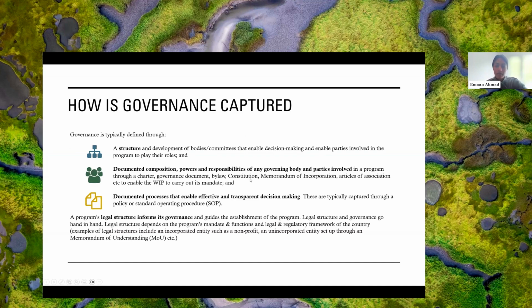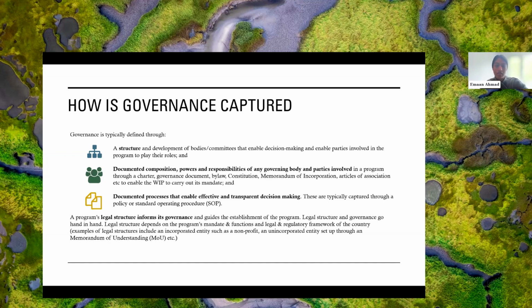Which talks a little bit more about how governance is captured. It's difficult to see an organization's governance clearly because it's often captured through a multitude of outputs. Again, there is no strict definition or way in which governance should be captured, but typically you see it documented and captured through 3 different methods. So the first is a governance structure which outlines the various parties, bodies, committees who would be involved in the program, their high-level roles, and how decisions and approvals flow through these parties.